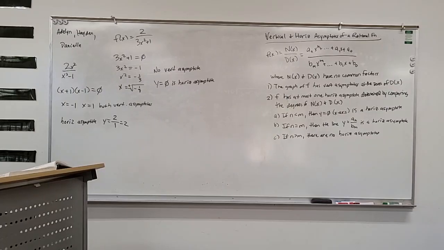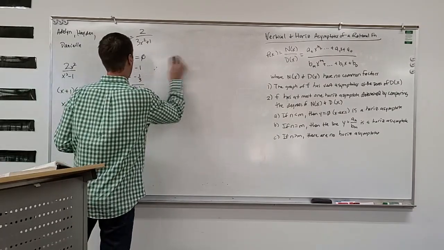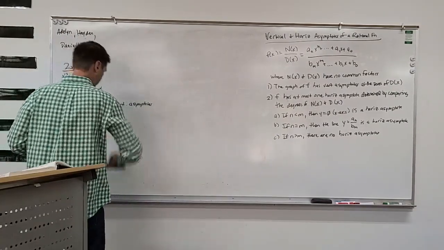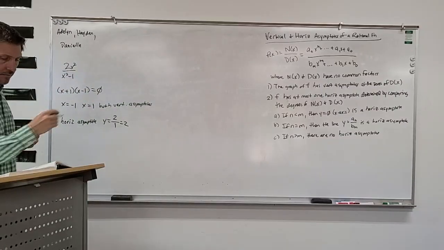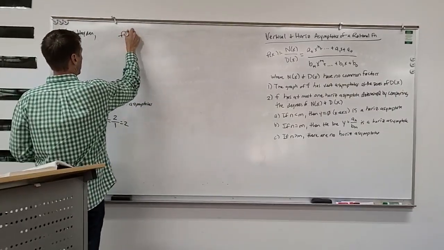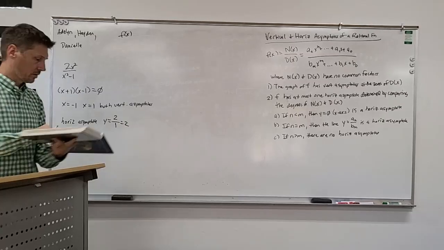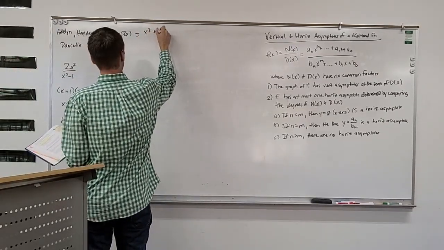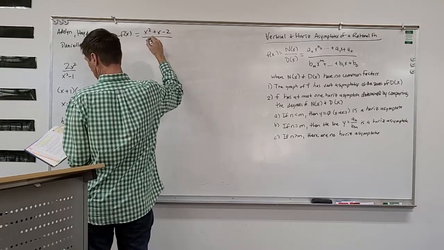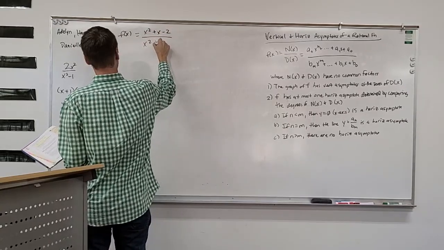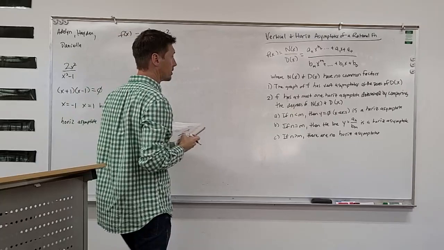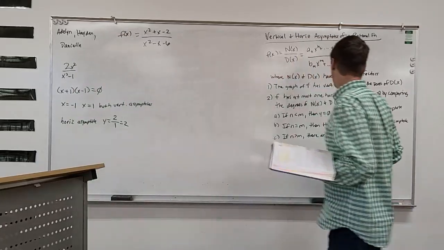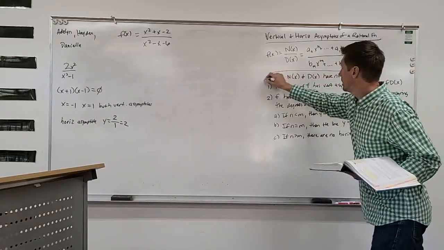So sometimes you're going to have a scenario like this, where f of x equals x squared plus x minus 2 over x squared minus x minus 6. And so this is, we said this right here.